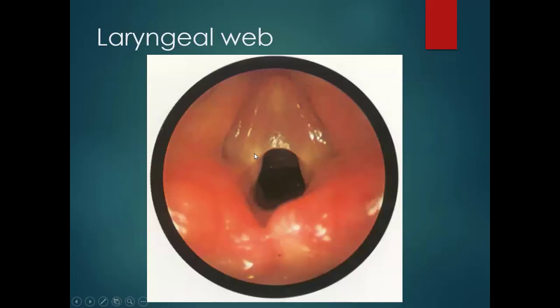This is a picture of the laryngeal web. The vocal cords can be recognized in this area, and the entire anterior two-thirds is joined together by a web. So this will cause significant narrowing of the air passage, and also cause voice problems.